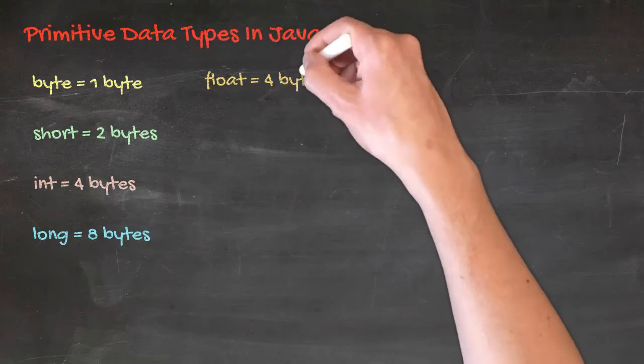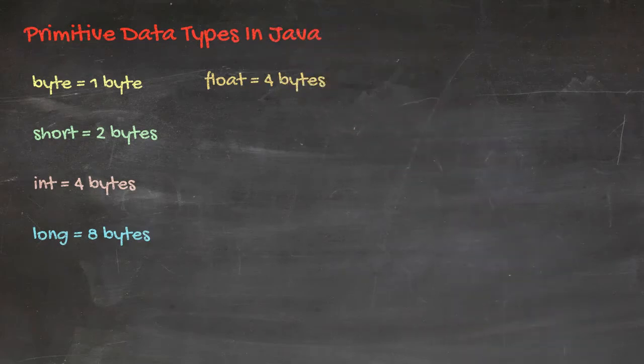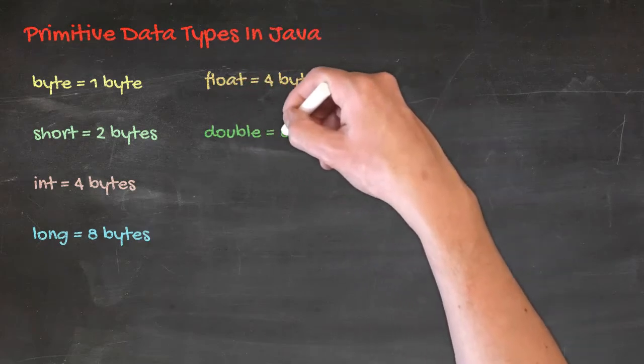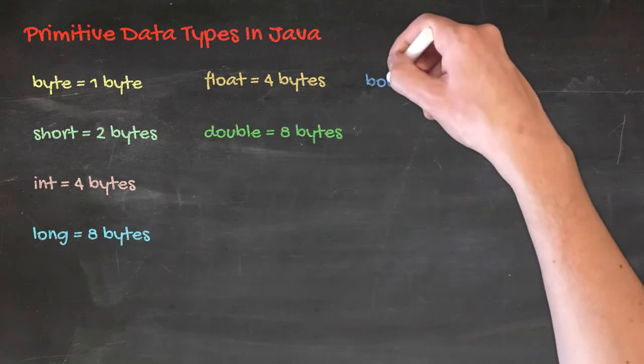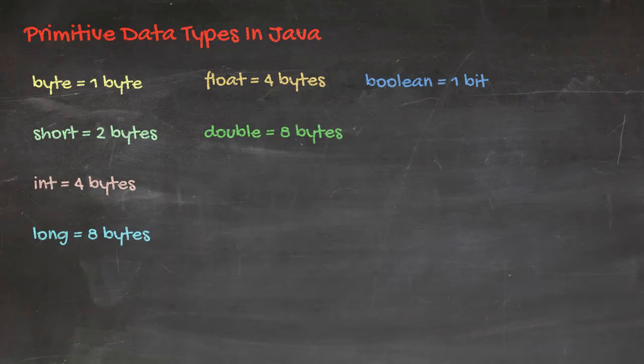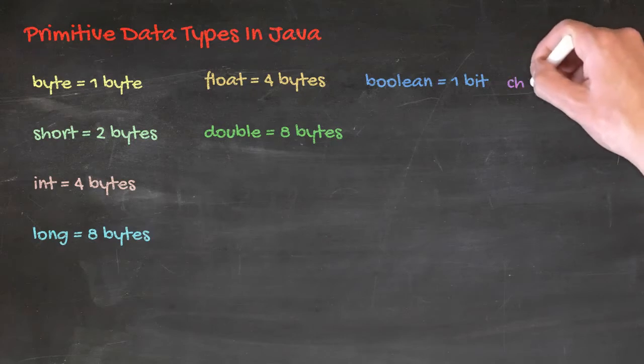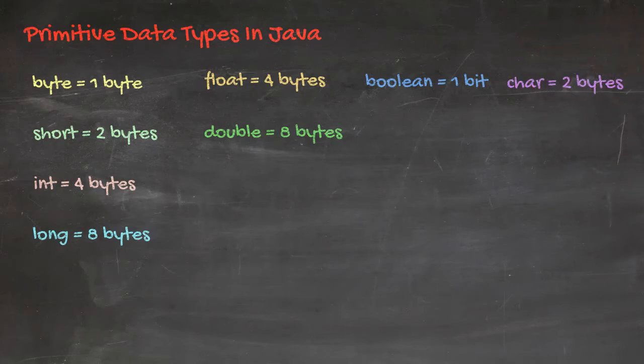Next one is float. It can hold 4 bytes. Number 6 is double. It can hold 8 bytes. Next one is boolean. It can hold 1 bit. And the last one is char. It can hold 2 bytes. Now you can see here there are 8 primitive data types. According to our value, we have to select a suitable data type from these data types.